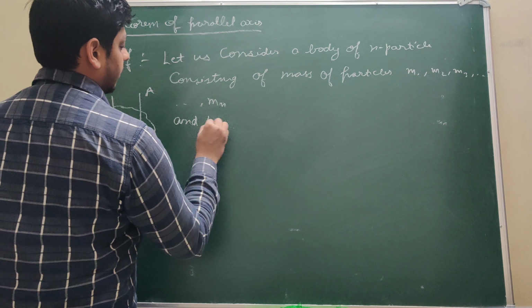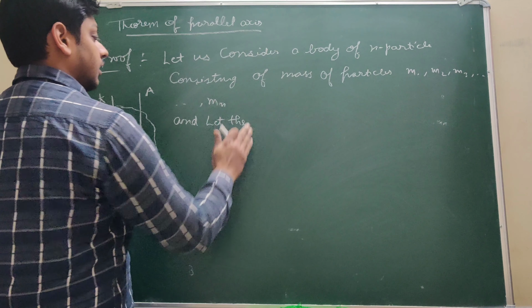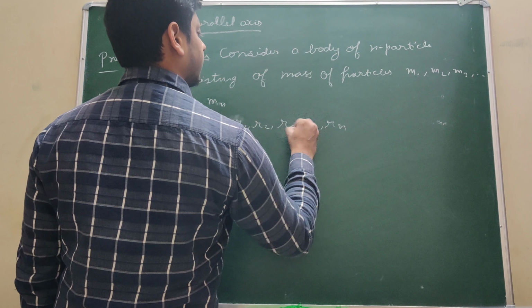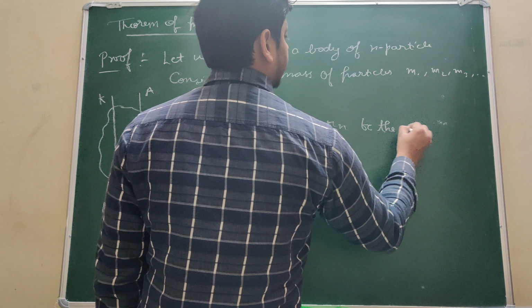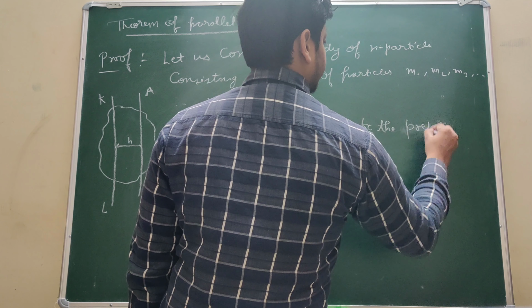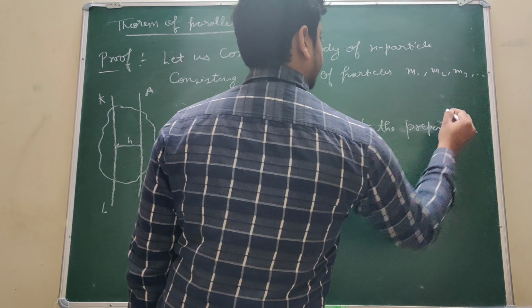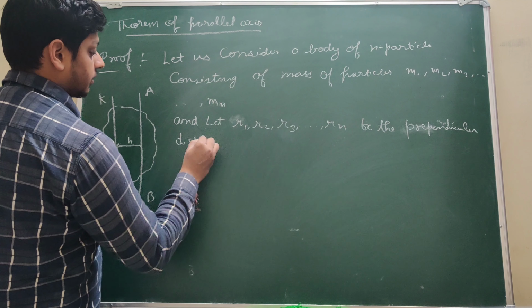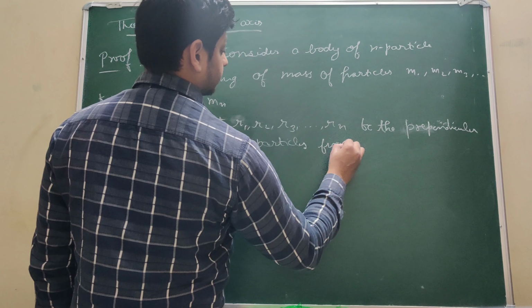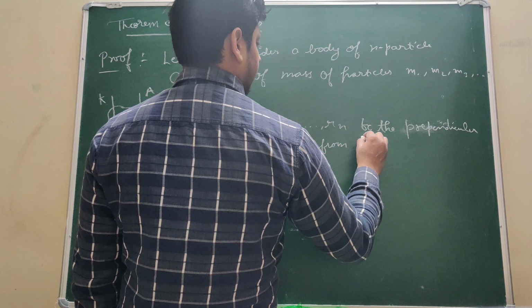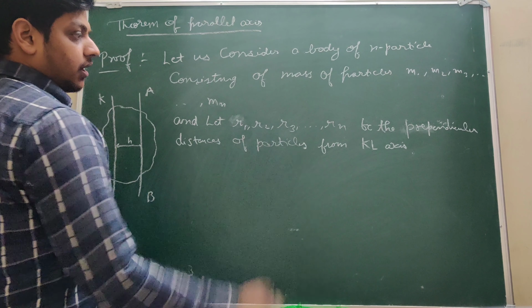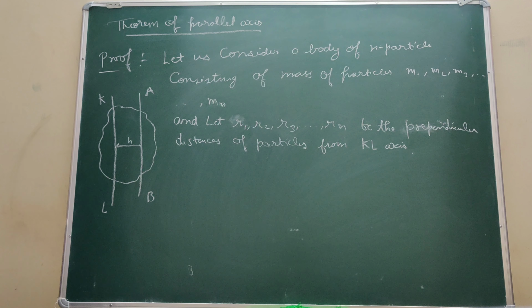And let R1, R2, R3 up to Rn be the perpendicular distances of the particles from the KL axis.